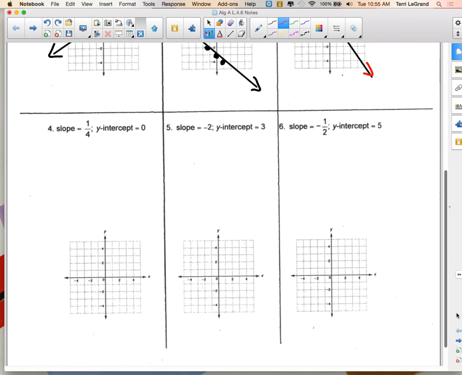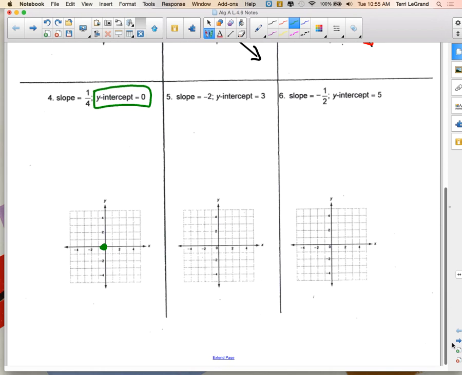Our slope is 1/4. Our y-intercept is 0. So that means we're going to start at, where's our first point going to be? Yeah, well, that's called the origin, isn't it? That one's at the origin. Okay, m equals 1/4.